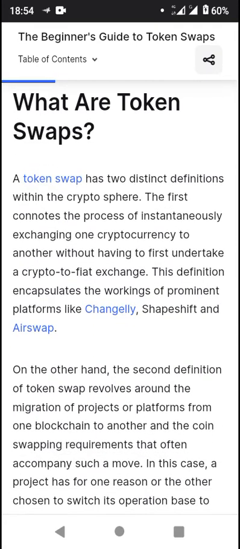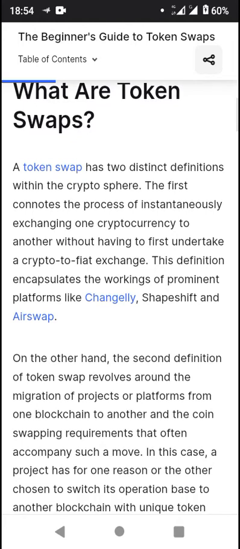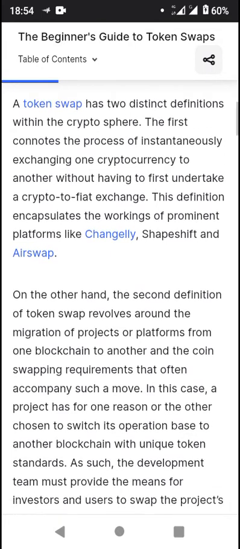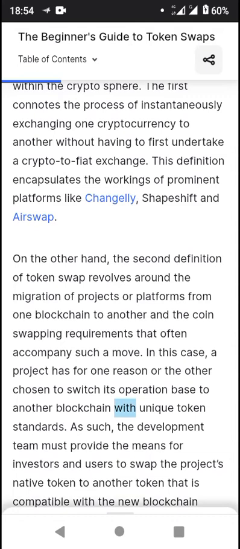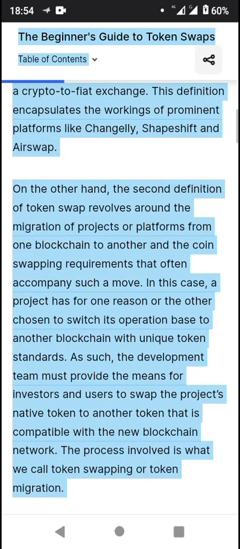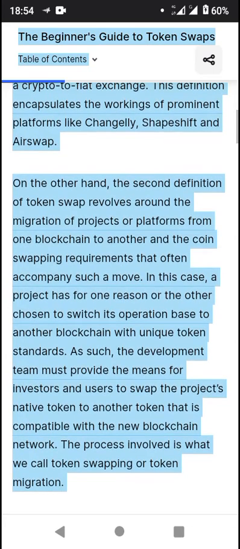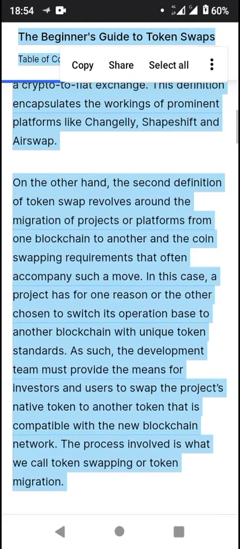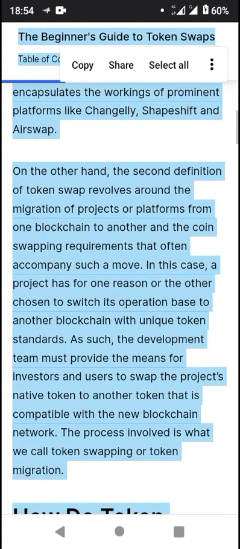A token swap has two distinct definitions within the crypto sphere. The first connotes the process of instantaneously exchanging one cryptocurrency for another without having to first undertake a crypto to fiat exchange. This definition encapsulates the workings of prominent platforms like Changelly, ShapeShift, SimpleSwap, and more. On the other hand, the second definition of token swaps revolves around the migration of projects or platforms from one blockchain to another and the coin swapping requirements that often accompany such a move.